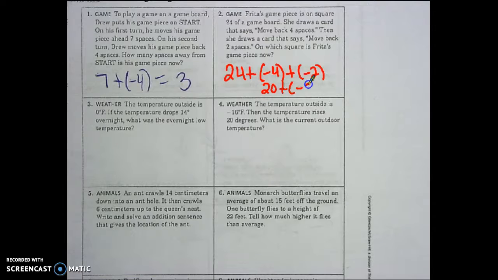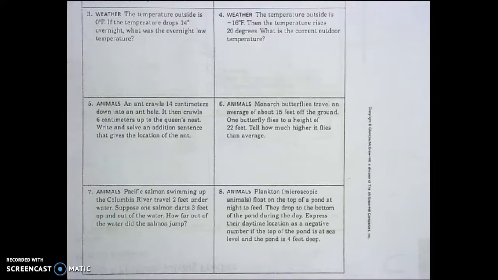Bring everything else down. Now I have 20 plus -2. My signs are different, so I subtract. 20 minus 2 is 18. Her square is 18.